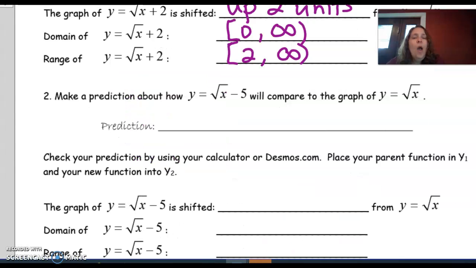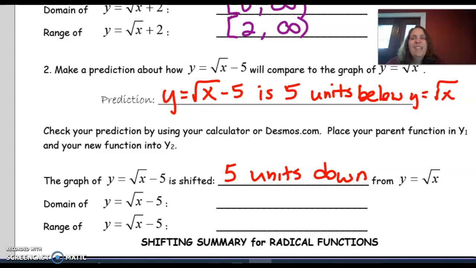This next graph is y equals the square root of x minus 5. Please make a prediction. What do you think this will look like as compared to the parent function y equals the square root of x? Did you say the same thing that I did? This should be 5 units below y equals the square root of x, since that negative 5 after the radical means that we're shifting 5 units down. That's only a y change. Our domain has not changed at all.